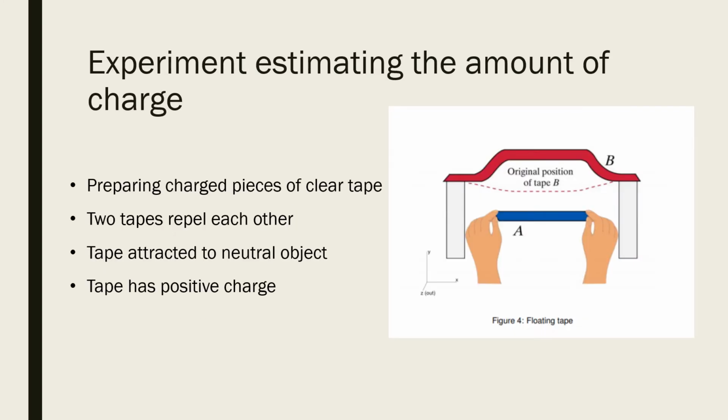To determine the amount of excess charge necessary to make the tape float, we conduct an experiment using two pieces of charged tape. Before tape A is introduced, tape B is being pulled down from the gravitational force. After tape A is introduced, tape B begins to float because of the electric force. Now, from Newton's second law, since the momentum of tape B isn't changing, the net force is zero. So that means the magnitude of the gravitational force and the electric force must be equal to each other.